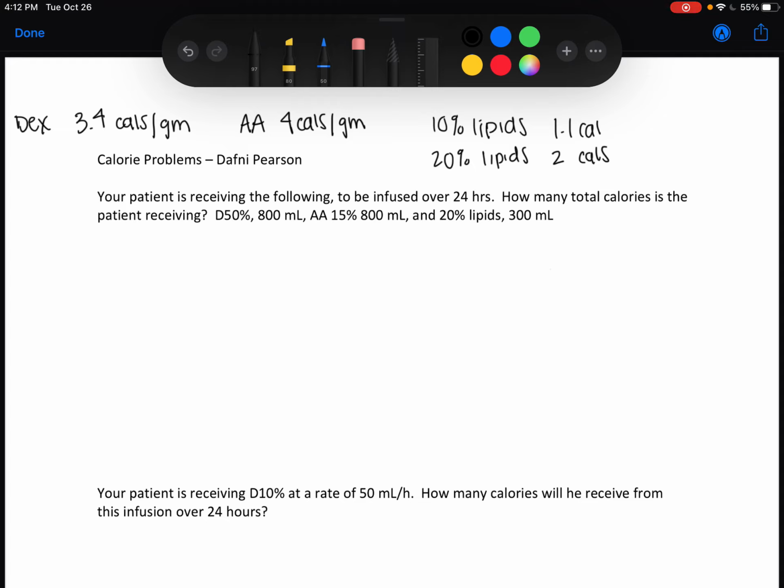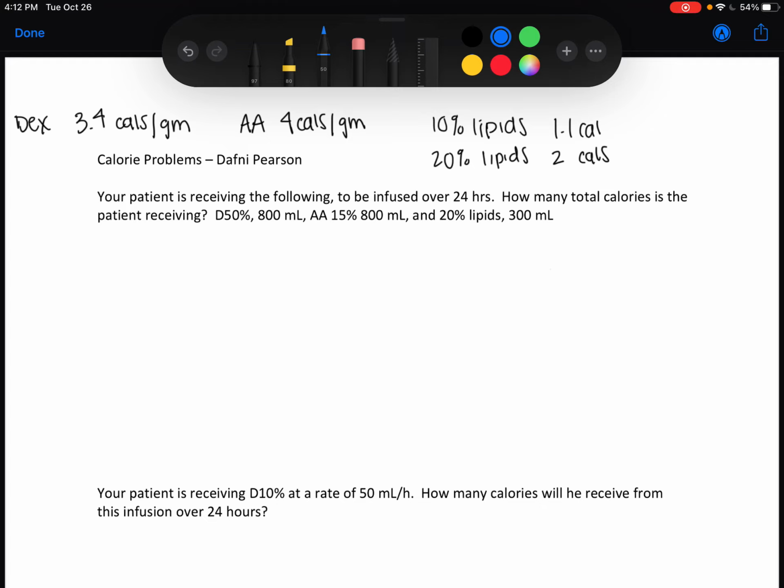So, with keeping that in mind, we're going to start working the first problem. It says, our patient is receiving the following to be infused over 24 hours. How many total calories is the patient receiving? So we have D50 at 800 mils, amino acids 15%, 800 mils, and 20% lipids at 300 mils.